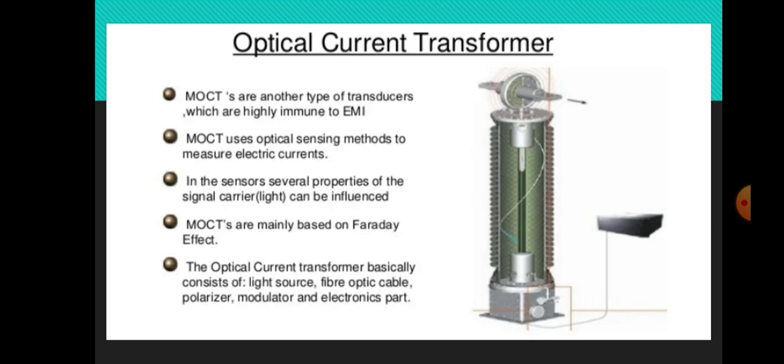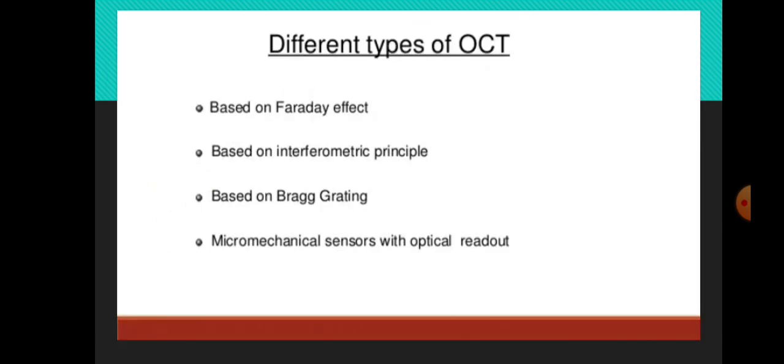The optical current transformer basically consists of light source, fiber optic cable, polarizer, modulator, and electronics parts. There are different types of OCTs which are based on Faraday effect, based on interferometric principle, based on Bragg grating, based on micromechanical sensors with optical readout.